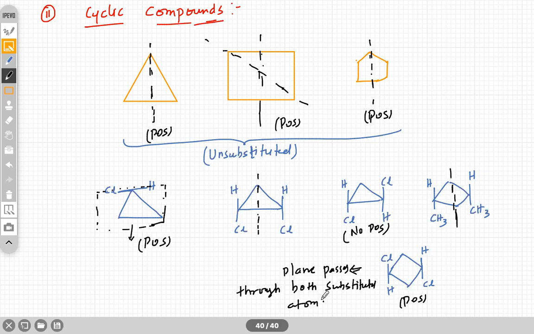These are the few examples I have shown you by which you can understand the concept of symmetry, that is the plane of symmetry, right? A few more examples if I show you here.